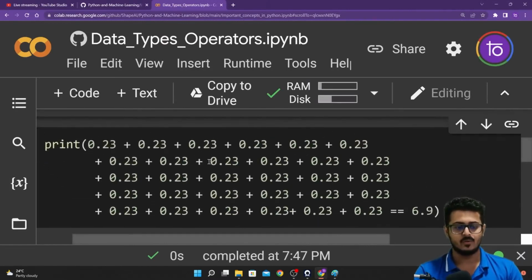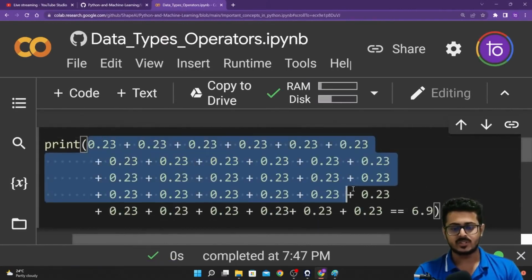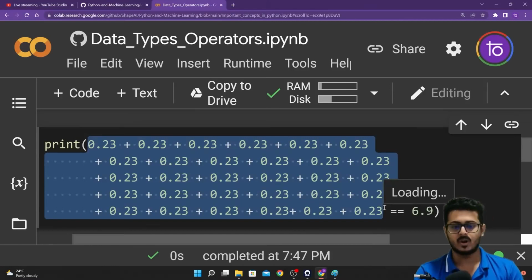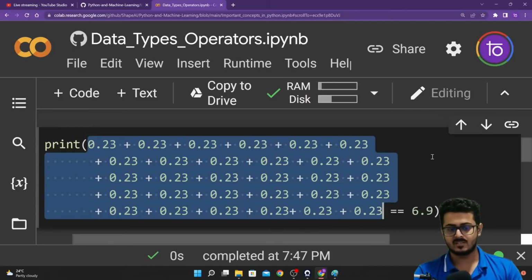What I've done right now is I have added 0.23 30 times. You can count the number of 0.23s right over here. It is exactly 30. So what do you think? 0.23 added 30 times, what should be the answer, guys? Can you let me know what should be the answer?